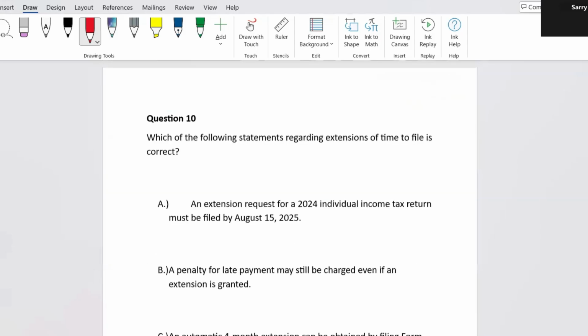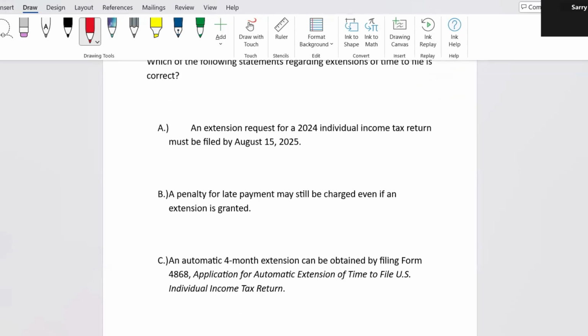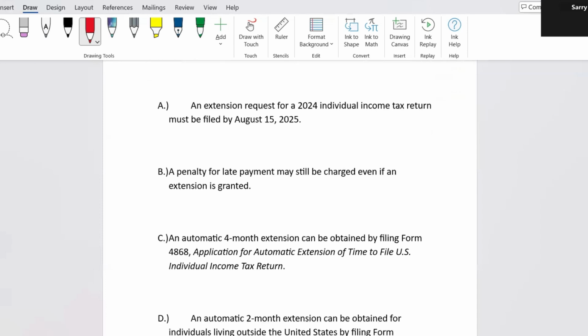Which of the following statements regarding extensions of time to file is correct? Okay, so let's go through each one by one. Which of these is correct? An extension request for a 2024 individual income tax return must be filed by August 15, 2025. That is incorrect, but let's come back to it.